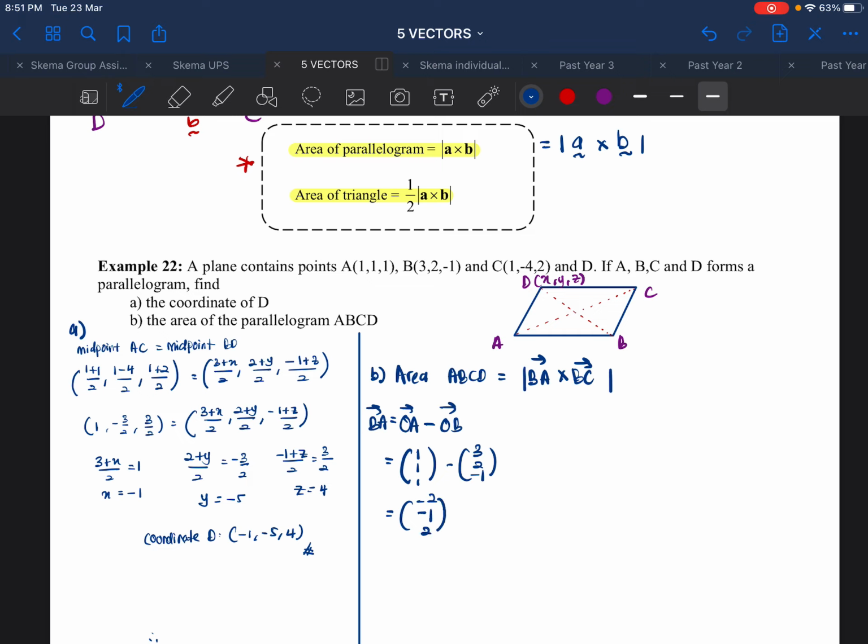Is this correct? BA cross BC. Okay, that's correct. Next we have BC, which equals OC minus OB. So, OC is (1, -4, 2), B is (3, 2, -1). So we get (-2, -6, 3). Okay, (-2, -6, 3) there.